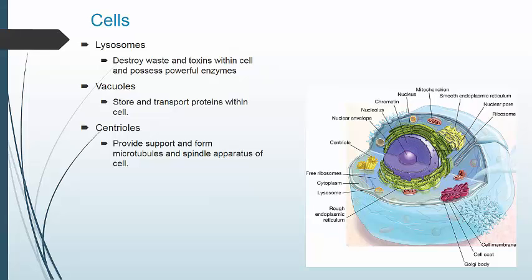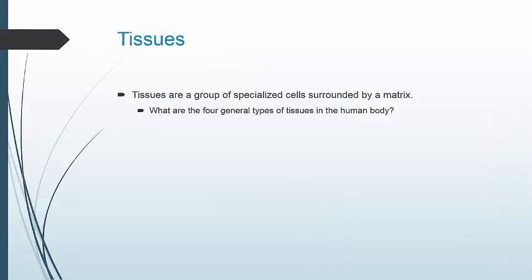We also have a scaffolding network that are long chains of proteins called microtubules and microfilaments, and what this does is give that structure or cytoskeleton to allow for transport of materials within the cell. Then our centrioles are small structures within the cytoplasm that support these microtubules of the cytoskeleton. Individual cells are grouped together both by structure and by function to create tissues, and these tissues are groups of specialized cells within the body.